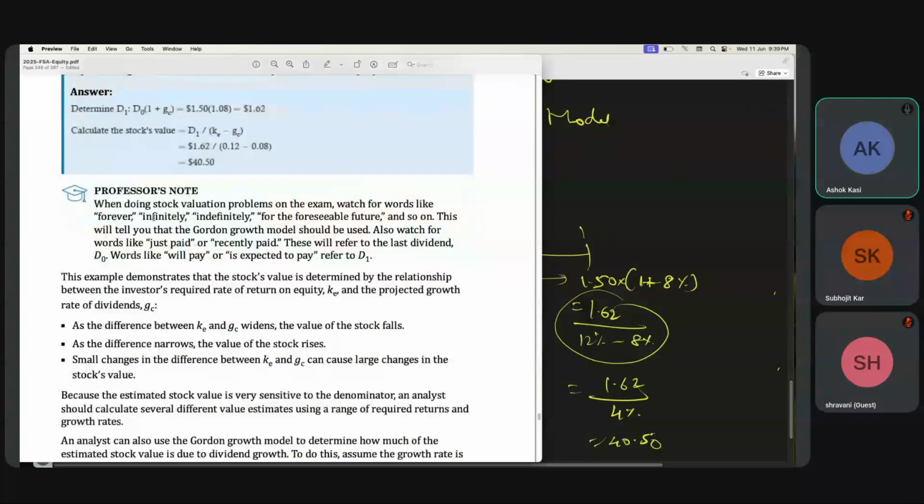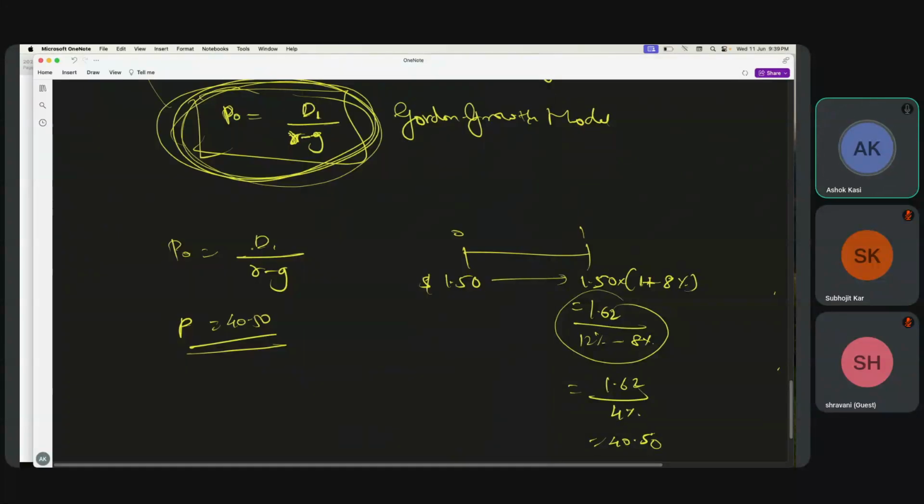So see, when you see these words, forever, infinitely, indefinitely, for the foreseeable future, in all these cases, Gordon growth model we should use. Okay. And D1 refers to expected dividend, not the dividend paid last.